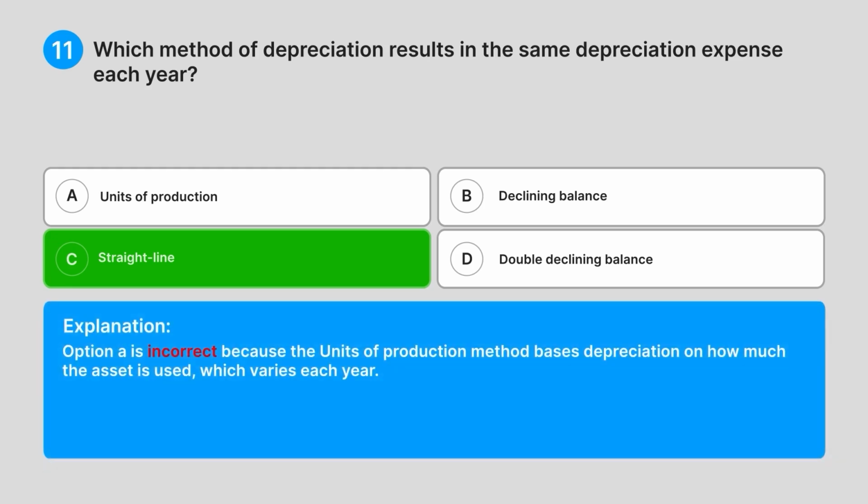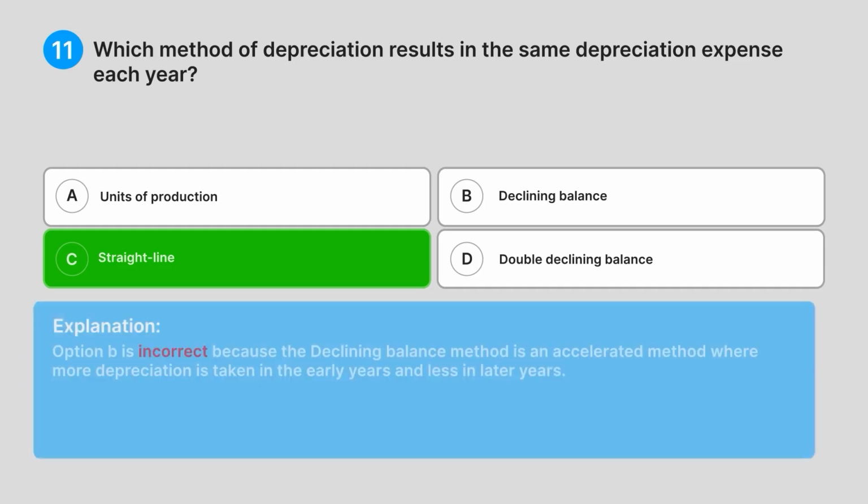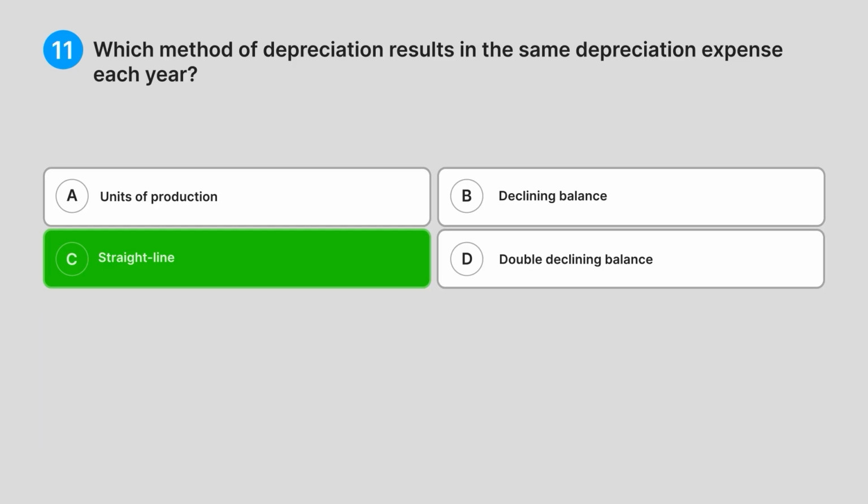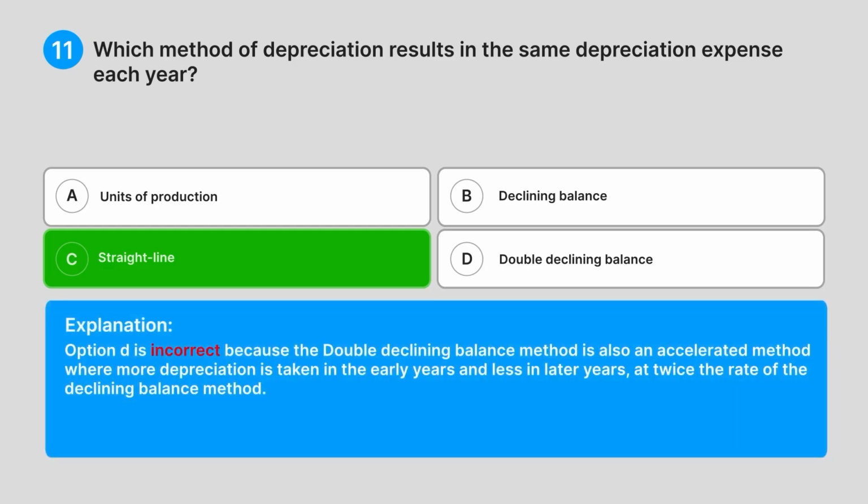Option A is incorrect because the units of production method bases depreciation on how much the asset is used, which varies each year. Option B is incorrect because the declining balance method is an accelerated method where more depreciation is taken in the early years and less in later years. Option D is incorrect because the double declining balance method is also an accelerated method where more depreciation is taken in the early years and less in later years at twice the rate of the declining balance method.